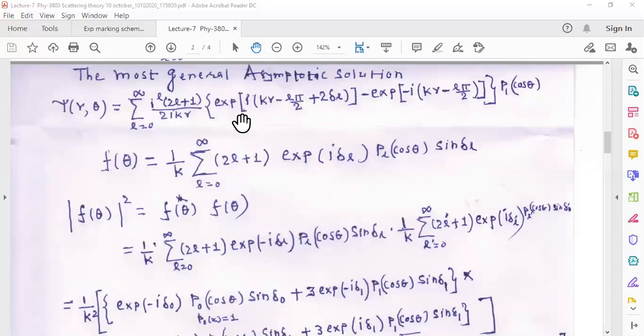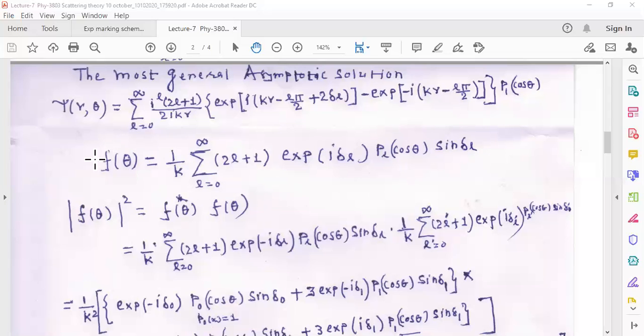So once you understand these two expressions, this f theta, you know f theta consists of a term because of the interference between the partial waves. You see, it's a sum over the partial waves, so it consists of the interference term. That's a very important part. F theta is basically a sum of the contribution of all partial waves, so it may contain an interference term because of the interference between the partial waves.